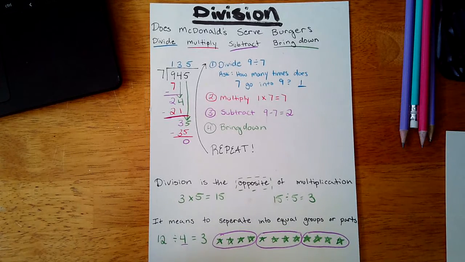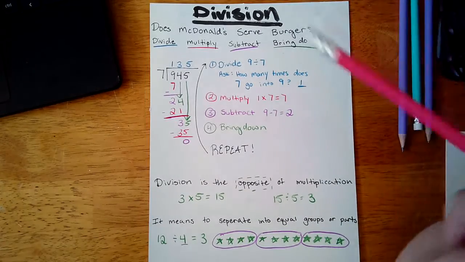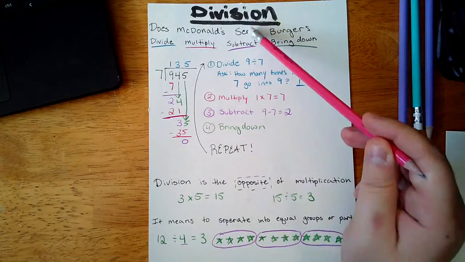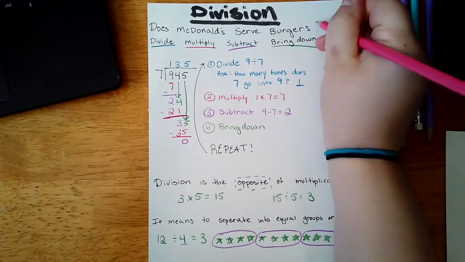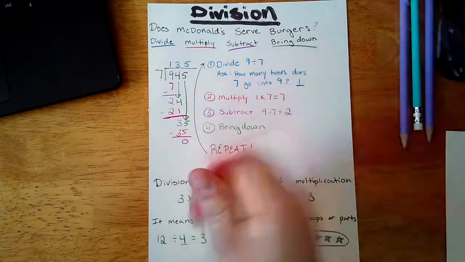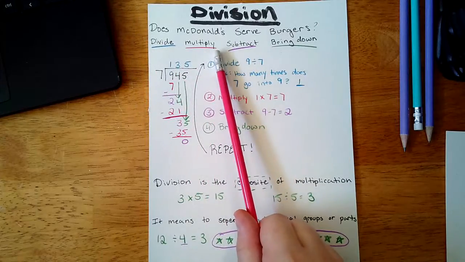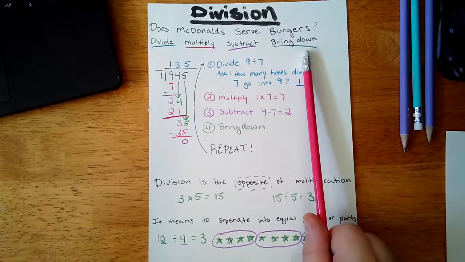Good morning. So today we are going to be looking at division and we are going to be using the standard algorithm today. So the way that I remember doing the standard algorithm with division is, does McDonald's serve burgers? Okay. So division, multiply, subtract, bring down.